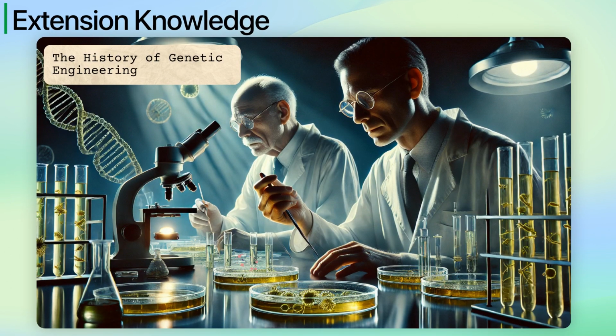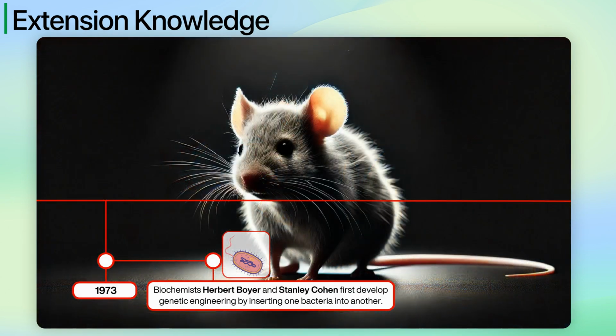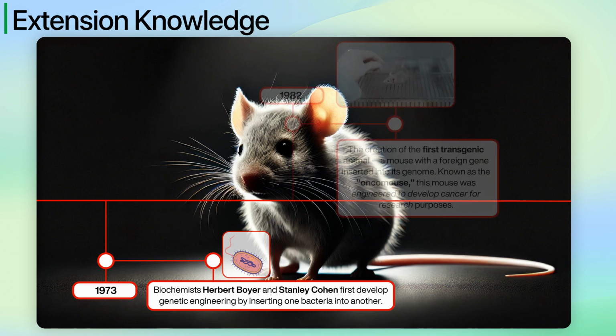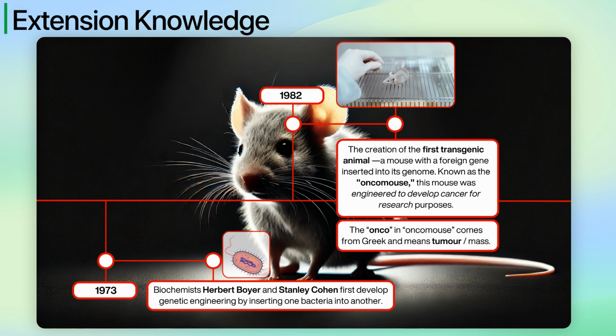Before we finish, let's review the history of a very important genetically engineered organism. One of the most surprising developments in genetic engineering, first developed by Boyer and Cohen in 1972, was the creation of the first transgenic animal. In 1982, a mouse with a foreign gene inserted into its genome, known as the oncomouse, was engineered to develop cancer for research purposes. This breakthrough marked a significant milestone, demonstrating the potential to modify complex organisms, such as mammals, beyond bacteria and plants.